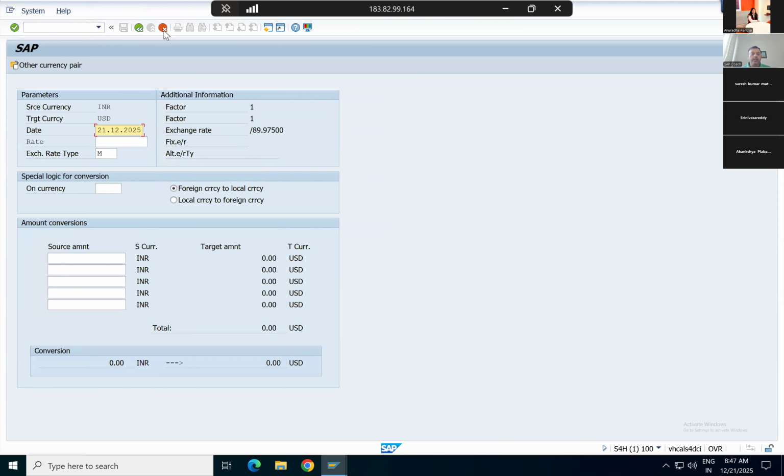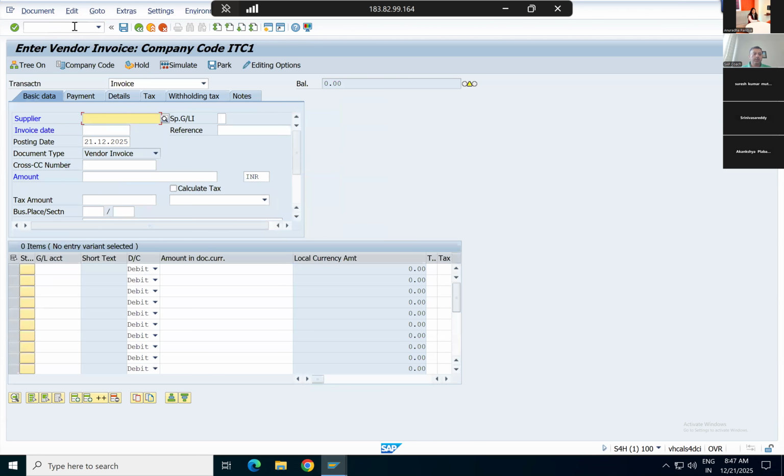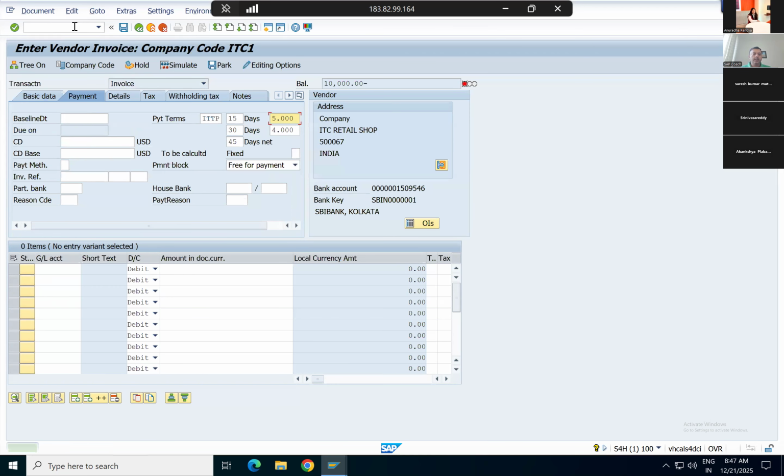And when I'm booking any entry in SAP, then by default it will pick this rate. So we can have a quick check. We do FB60 here. I'm just doing some test entry here. Suppose I'm buying something for $10,000. Okay, 10,000 USD.